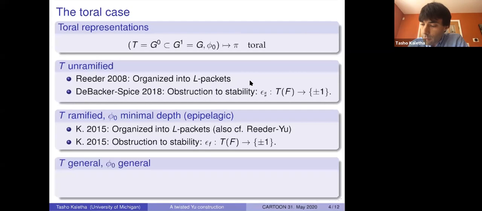And then one can look at a general toral representation. So the torus is general, phi 0 is general as the axioms of Yu datum allow.